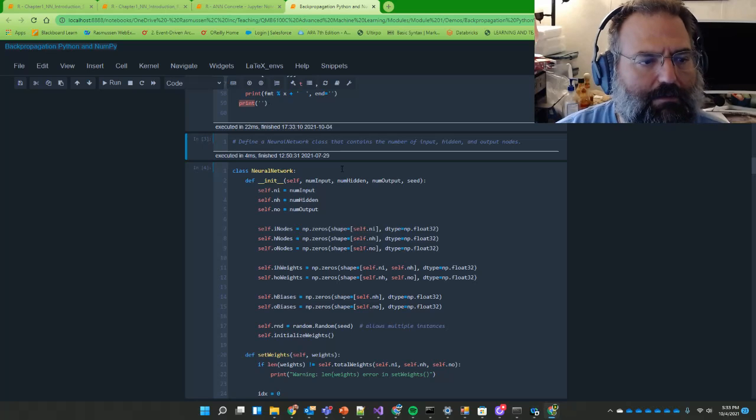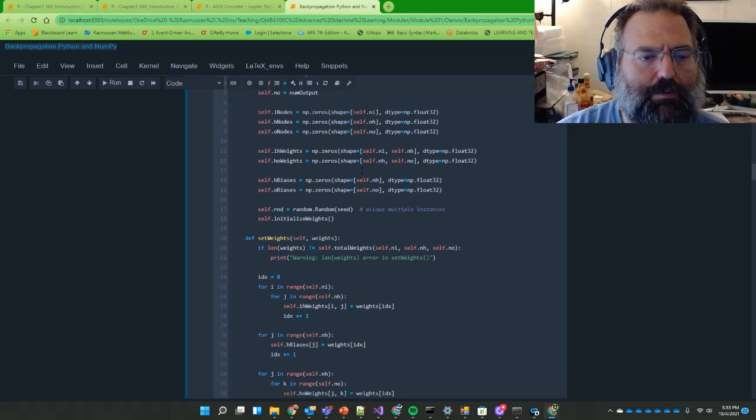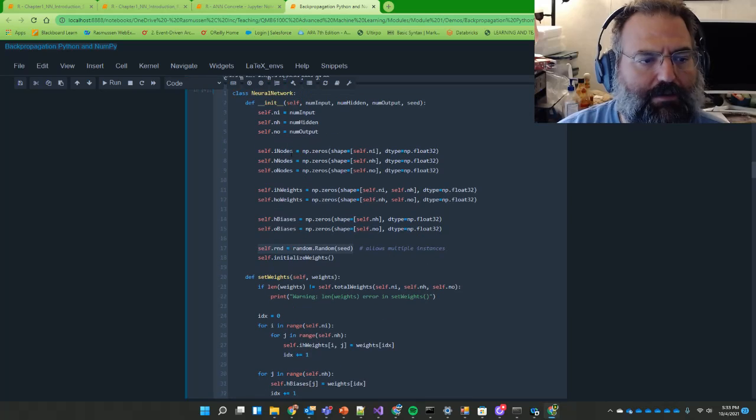And then this, being pretty well written code, uses a class to represent a neural network. So you have an init function that has a number of inputs, a number of hidden layers, and a number of outputs, and then a random number seed to help make sure that it's reproducible if so desired. And that's what we're doing right here. The init does nothing more than save those values as class variables.